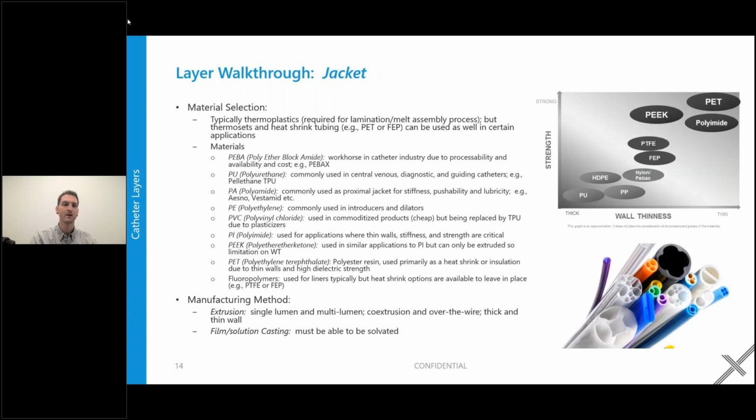I'm not going to talk too much about that. Polyimide, really only used, again, what I said before about doing a sandwich layer of polyimide, then your polyimide liner, then your braid or coil reinforcement, and then polyimide again. Not usually used for a jacket other than in that application, size limited.